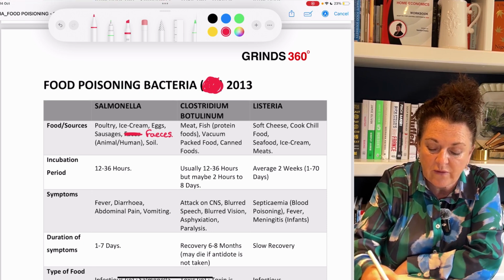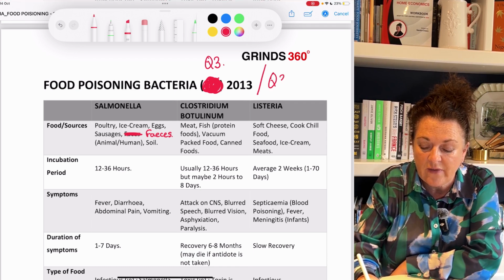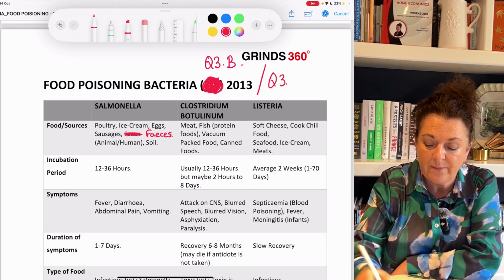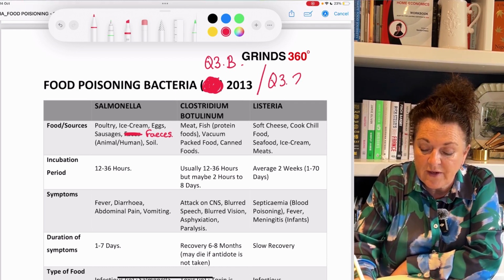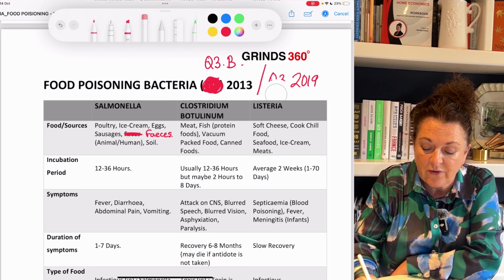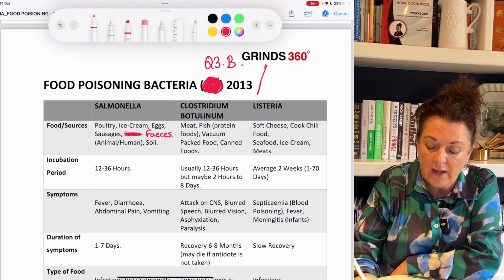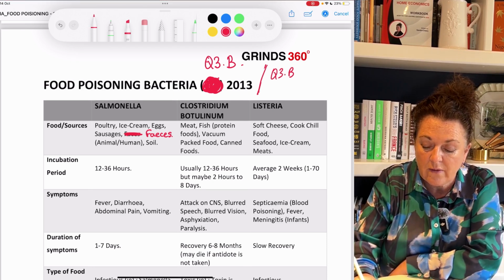So just to remove that there. So question 3, 2013. Then 6, and that was on section B. And then in 2019, 3 years later, again on question 3, section B, just to put all of that there, we note that it was asked again.